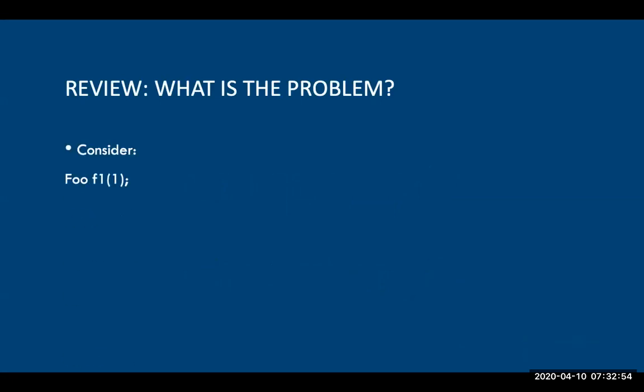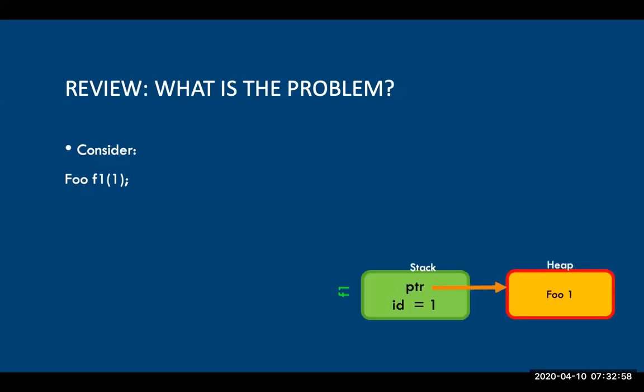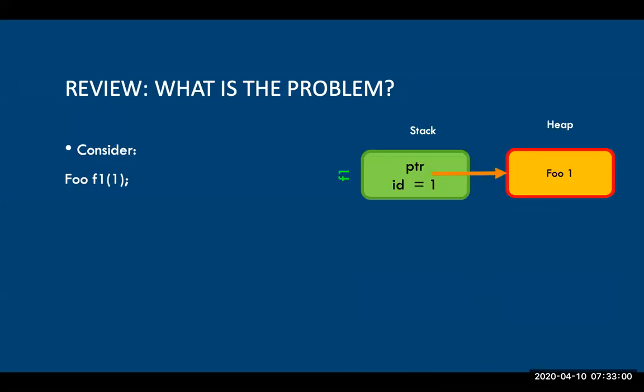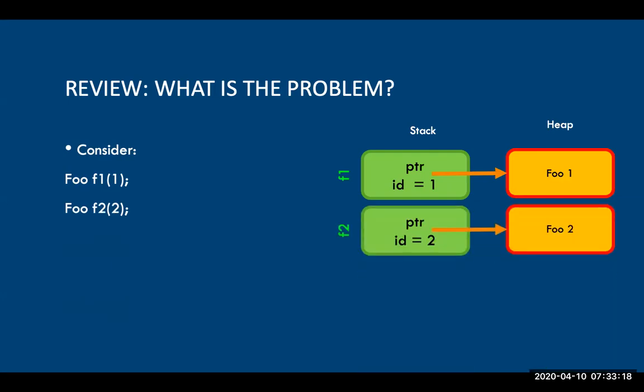So here's the problem we're trying to deal with. We have a foo class F1, we pass a constructor value in there. And so if we have a foo class that has a pointer that points to some data on the heap, we now have F1 on the stack, and what that foo class is managing on the heap is there on the right in the orange, right? So we can do that again with F2.